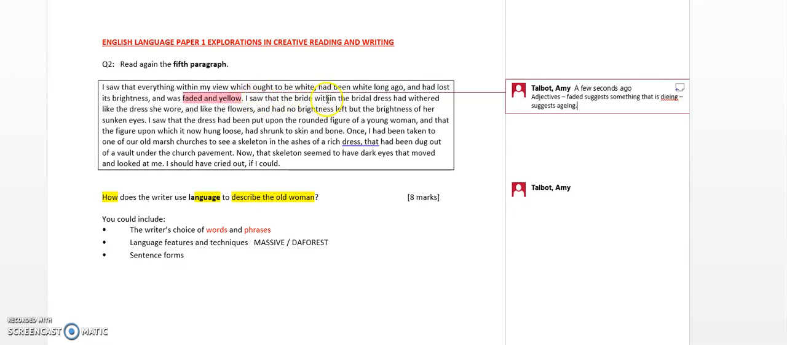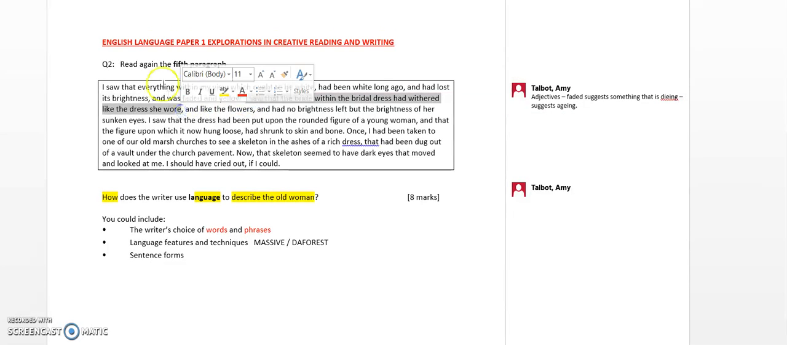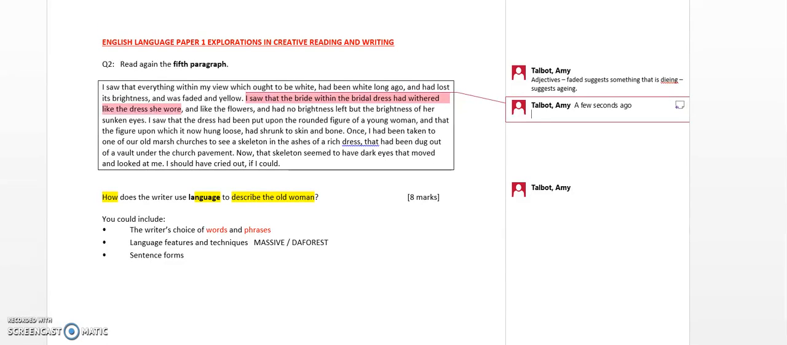I saw that the bride with the bridal dress had withered like the dress she wore. And so I can see here that we've got a simile. So I'm able to talk about a technique, which of course the question asks me to. The bride is compared to the fading and yellowing dress. So that's a technique that the writer is using.